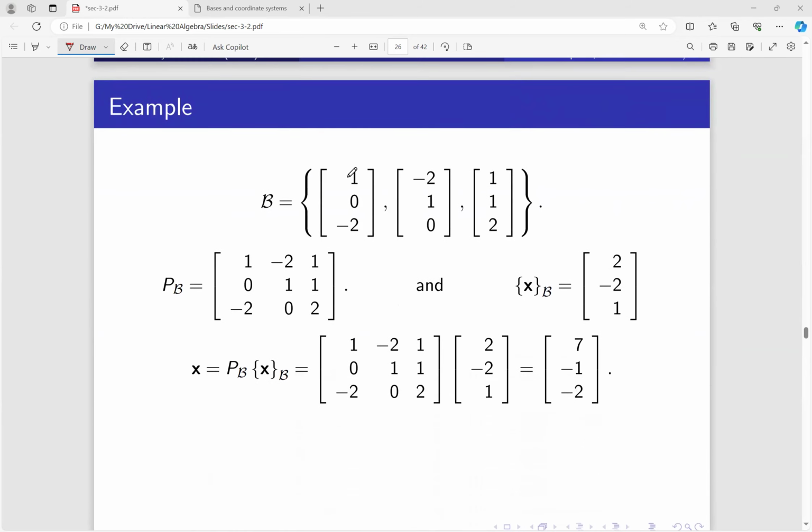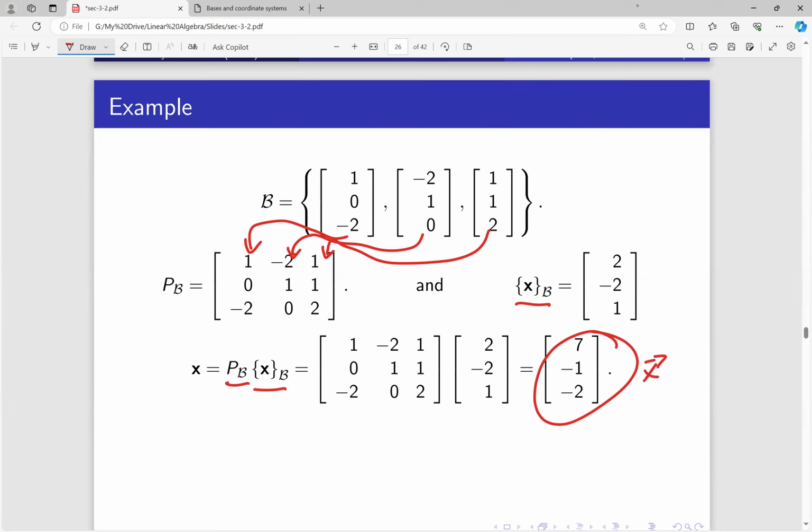Here's my basis. It consists of this vector and this vector and this vector. Well, I put those into the columns of the matrix. And then let's say I've got this vector. So I'm starting off with the weirder one. To get the original vector, you just multiply PB times x, that vector. So then you do matrix multiplication and you get this.